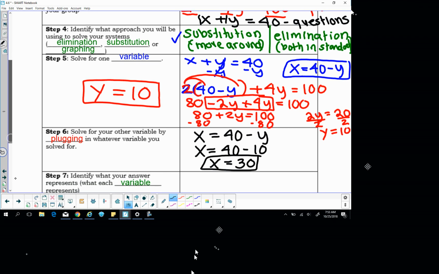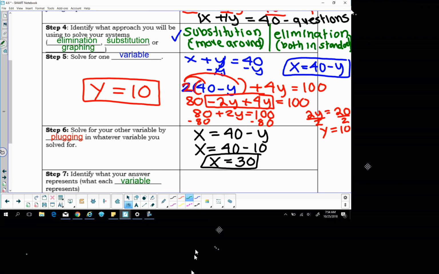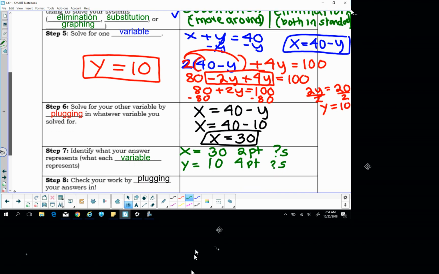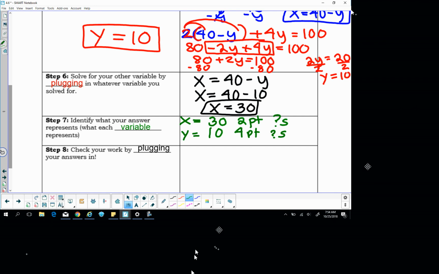But now we want to know what that means. What did x stand for? 2-point questions. So there are 30 2-point questions on that test. How many 4-point questions are there? What do we get for y? 10. So we know there are 10 4-point questions. Sometimes they're going to ask for one of them. Sometimes they ask for both of them. Usually they'll only ask for one. So you've got to pay attention. If they're asking for your y, you want to make sure you get your y.